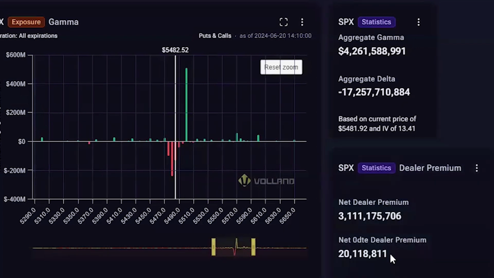And the zero DTE dealer premium is all of the premium only for zero DTE options. So right now the dealers have collected 20 million in zero DTE dealer premium. When we look at zero DTE, we notice that there are a lot of puts being bought.